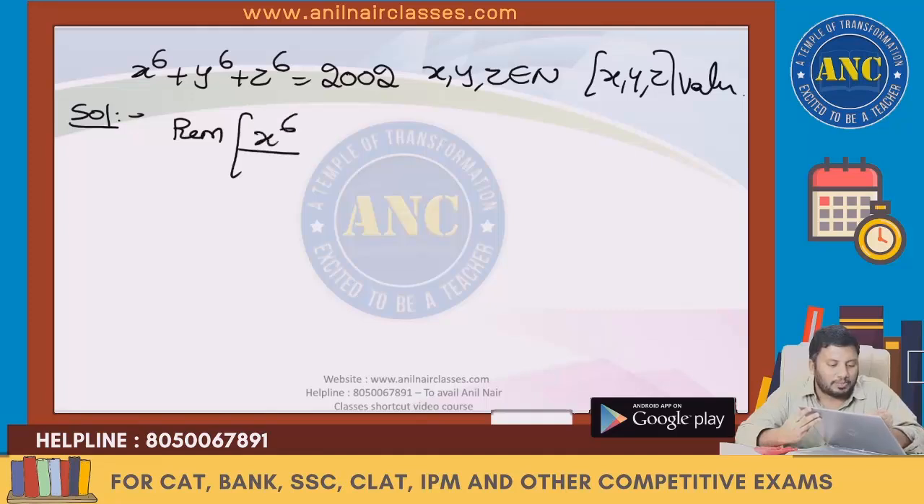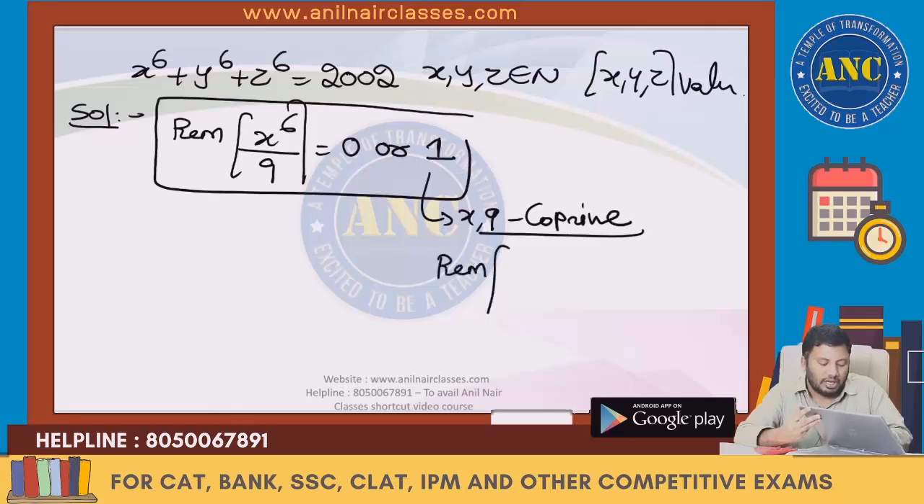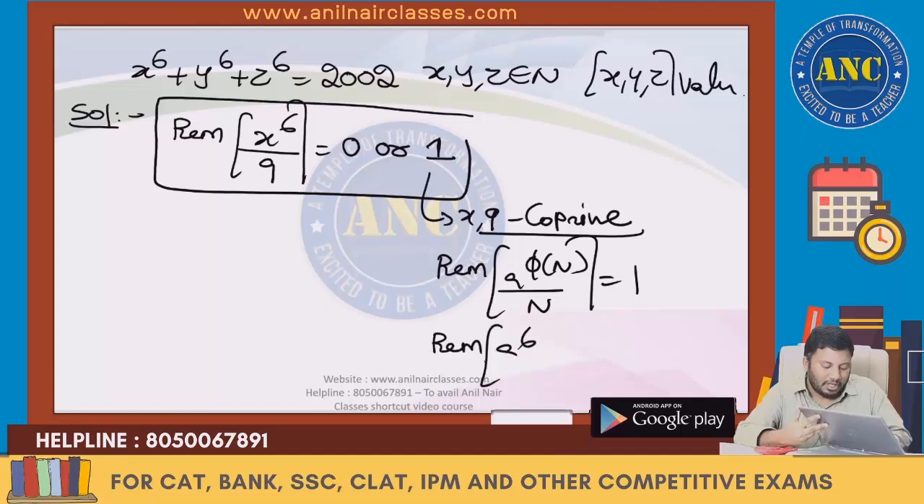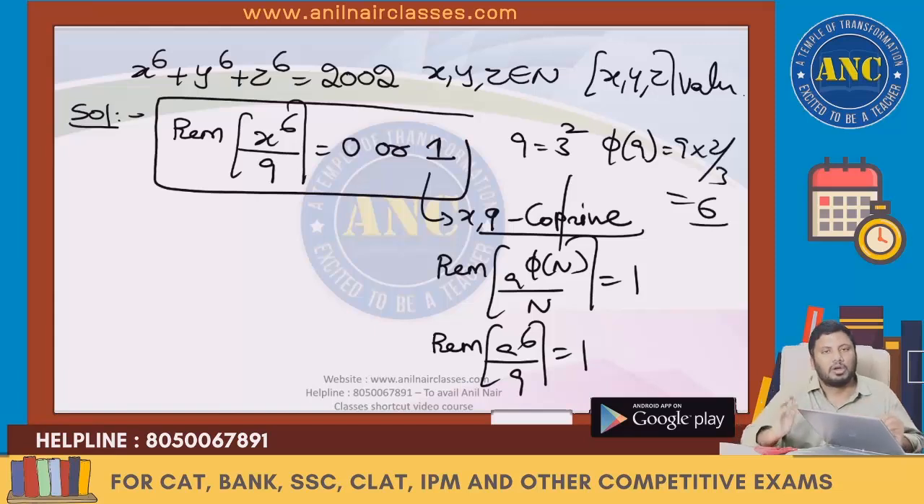Remainder, x power 6 divided by 9, will be 0 or 1. When will it be 1? When x and 9 are co-prime to each other. When x and 9 are co-prime to each other, according to Euler's quotient function, a power phi of n by n is equivalent to 1. So a power 6 divided by 9 is 1. What is phi of 9? 9 is equivalent to 3 square. Phi of 9 is 9 into 2 by 3, which is 6. Go through the remainder class, you will understand this concept.